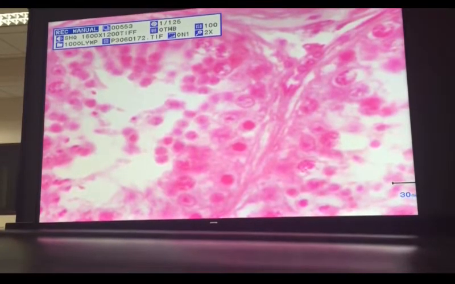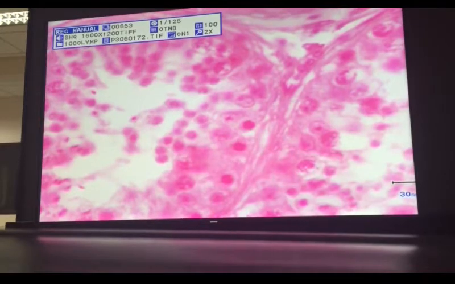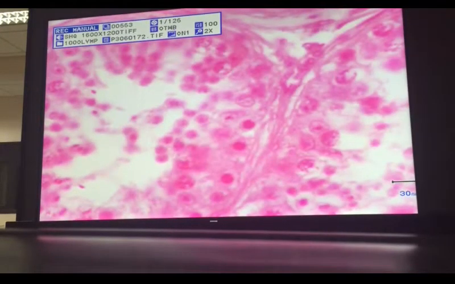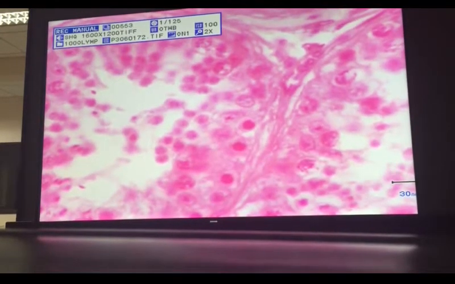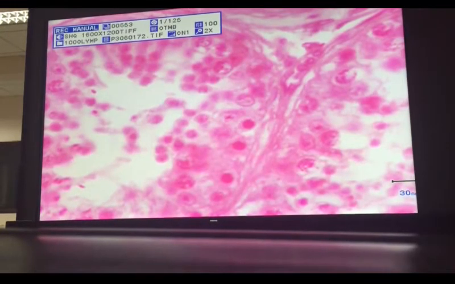So from that layer, okay, identify the cell pointed. Okay, based on the size of the nucleus primary, how about that cell? Spermatid.